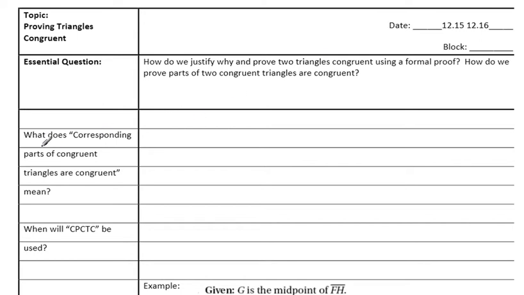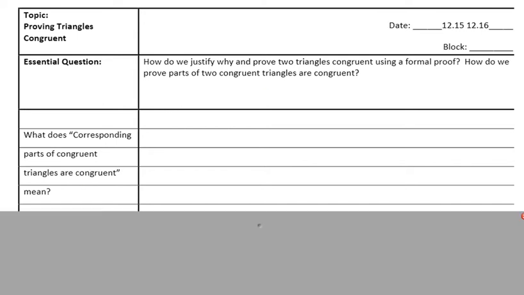A reason that we're going to use a lot in these proofs is what does "corresponding parts of congruent triangles are congruent" mean? So let's break that down. Corresponding, remember, means matching. So matching parts of congruent triangles are congruent. Basically means exactly that. If you know that two triangles are congruent, then their corresponding angles and sides are congruent, or their matching angles and sides are congruent.